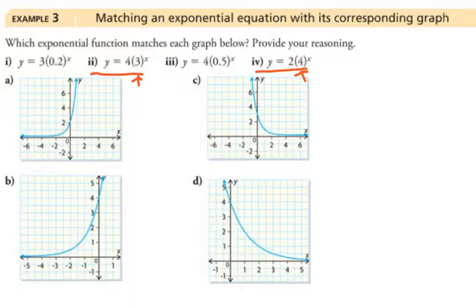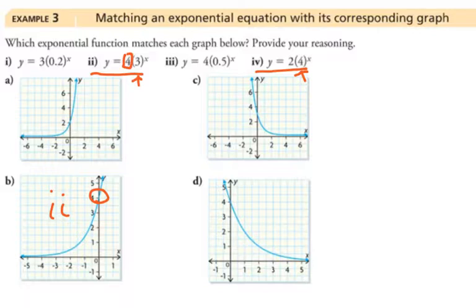Once we've narrowed it down a little bit more, we can look at the y-intercepts. Based on the equation, II should have a y-intercept of 4, and graph B has a y-intercept of 4, so those will match with each other.